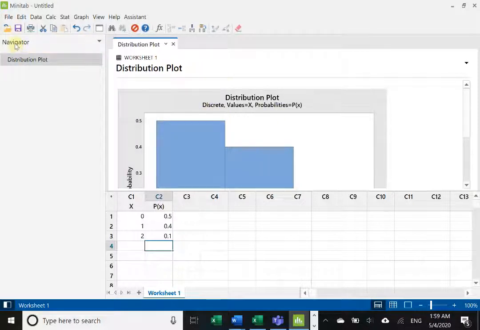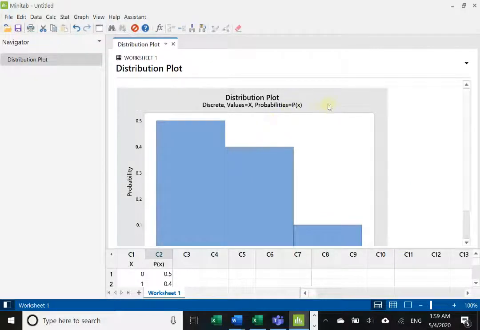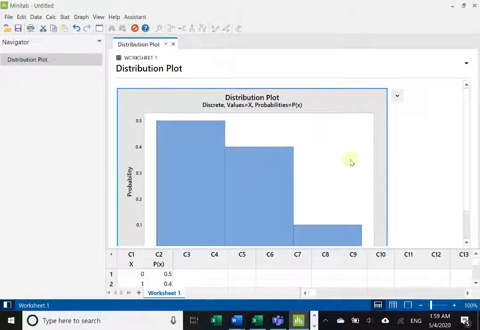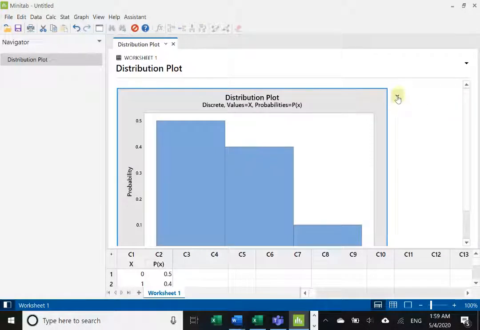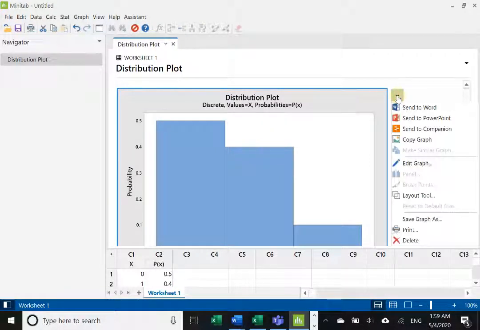So notice by the navigator here, our first output is saved in here. And if you want, I can shrink this, and this is the view of this probability histogram for this data. You see that? Now, in here, by the way, if you click over here, it gives you options. You can send this graph to Word, you can send it to a PowerPoint, or send it to Companion. That's actually Minitab Companion. It's not like you send it to a friend or a companion. That's not what that is.